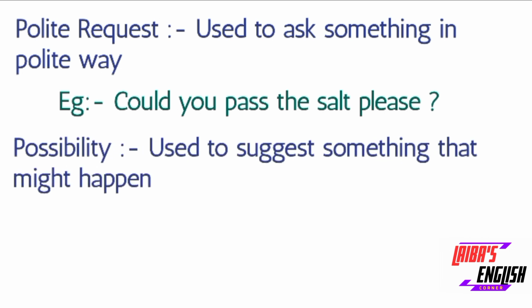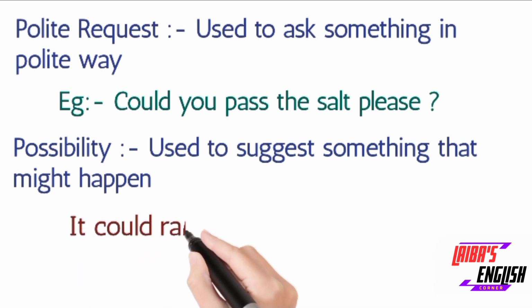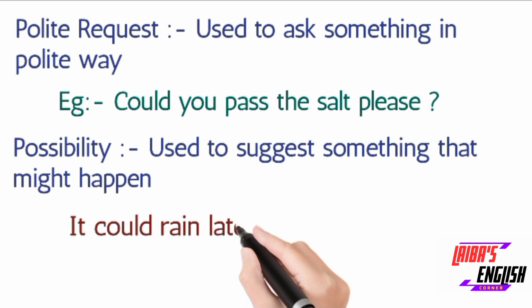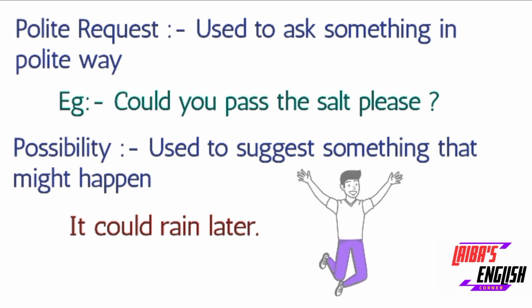Third is possibility. Used to suggest something that might happen, that has not happened yet, but it can happen in the future. So it is also showing possibility. You have to keep in mind all three uses of the modal verb. For example, it could rain later. It is showing the possibility that it could rain later. It's not raining now, but it could rain later.